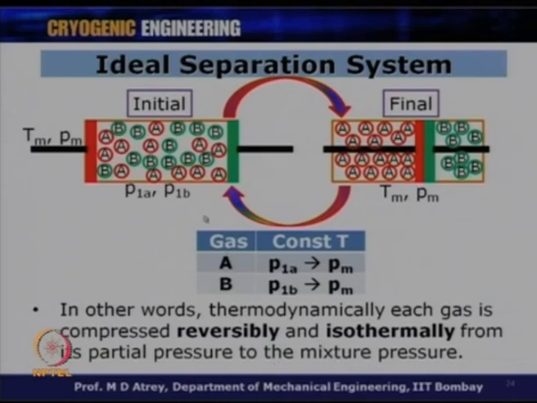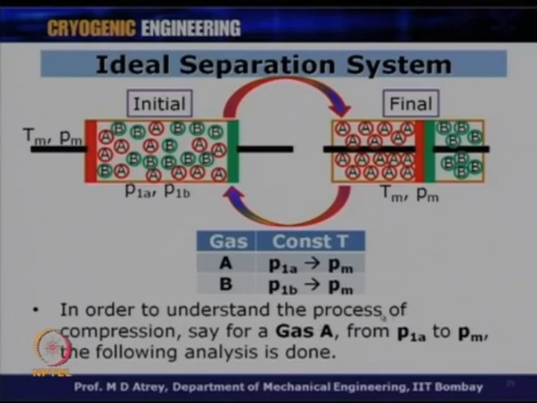So, what I am doing basically while separating this mixture is compressing reversibly and isothermally gas A and gas B from their respective partial pressures to the mixture pressure. This is what I am doing in separating this gas mixture. In order to understand the process of compression, say of gas A from P1A to Pm, the following analysis is done. Now, I would like to calculate the work of separation of gas A and gas B. When I say work of compression, it is nothing but the work of separation, and this will give me the ideal work of separation. This is what I am going to calculate now.